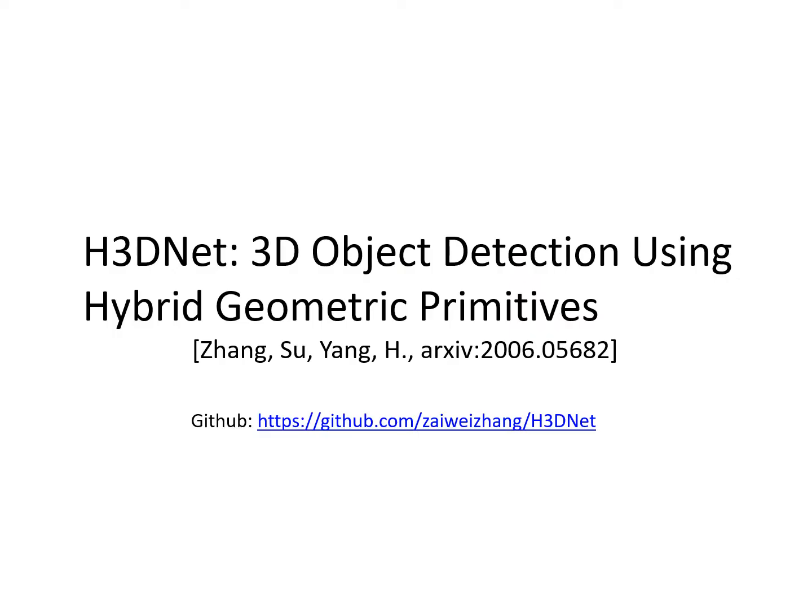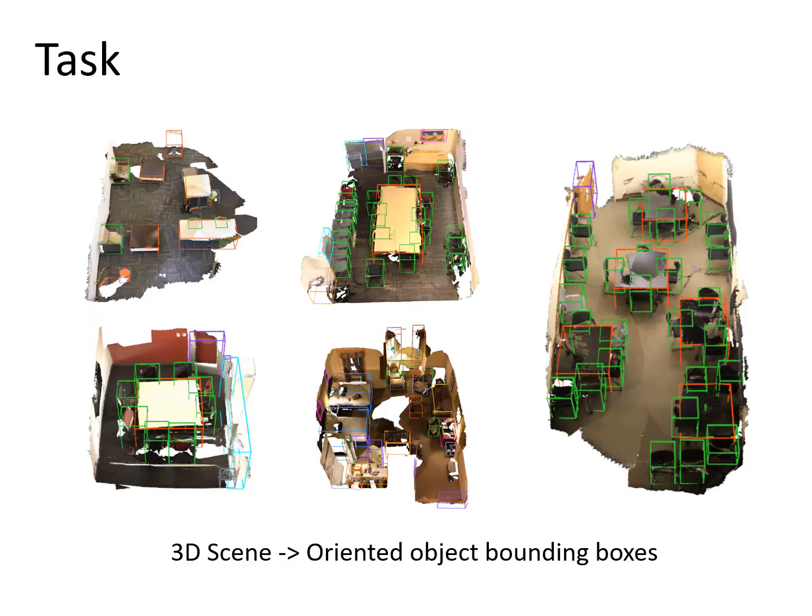The third topic I would like to talk about is 3D object detection using hybrid geometric primitives. The paper is on arXiv, and the code has been released. So the task is that given a 3D point cloud of a scene, our goal is to detect object bounding boxes from objects in this scene.